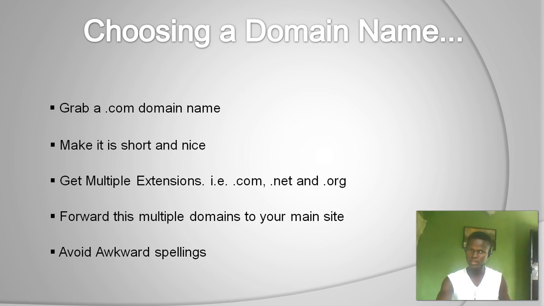Then avoid awkward spellings. Always use the right spellings. I'll use John Doe again as an example. The right spelling of John is J-O-H-N. So don't register a domain name with a wrong spelling like Jon, because you'll be losing a lot of traffic. When people want to go to your site, John Doe, they will enter the right spelling. So always make sure you avoid awkward spelling, because it's going to cost you a lot of traffic.